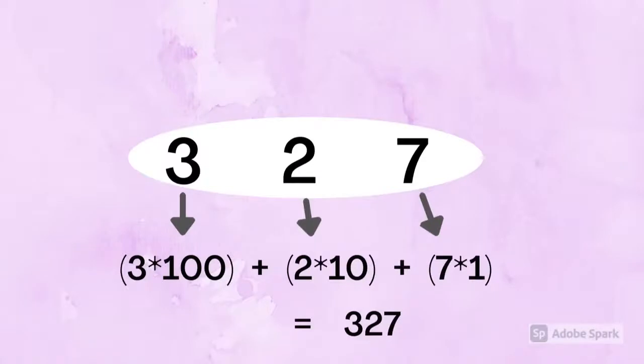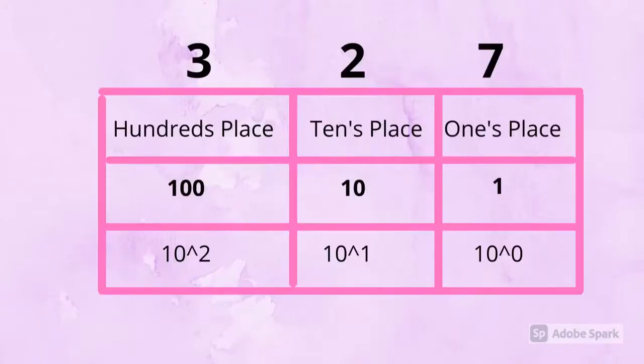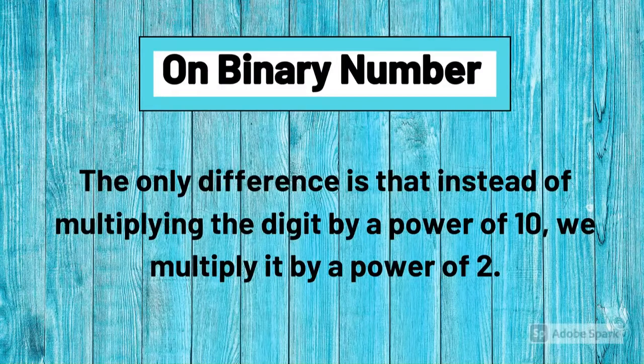When we multiply each digit by its place, we can see that 327 is equal to 3 times 100 plus 2 times 10 plus 7 times 1 equals 327. The binary system works the same way as decimal. The only difference is that instead of multiplying the digit by a power of 10, we multiply it by a power of 2.